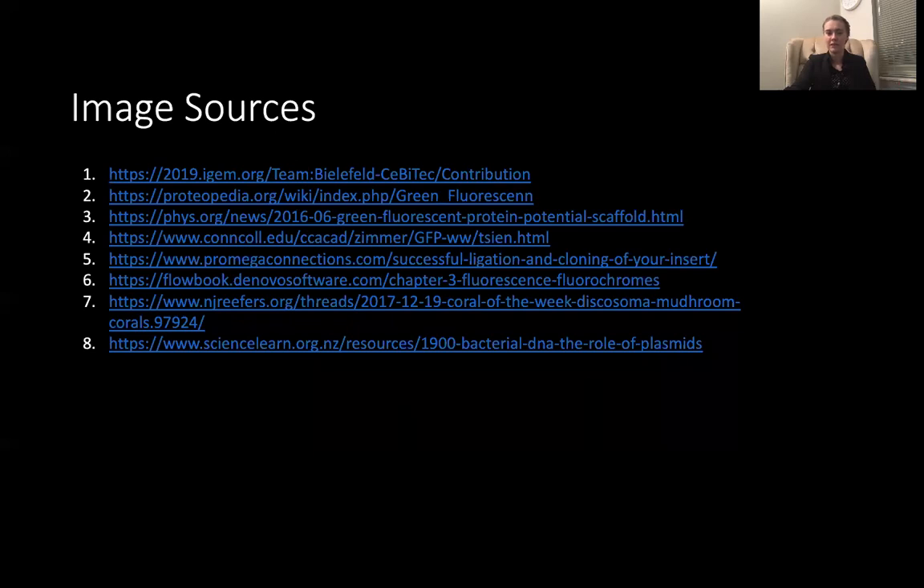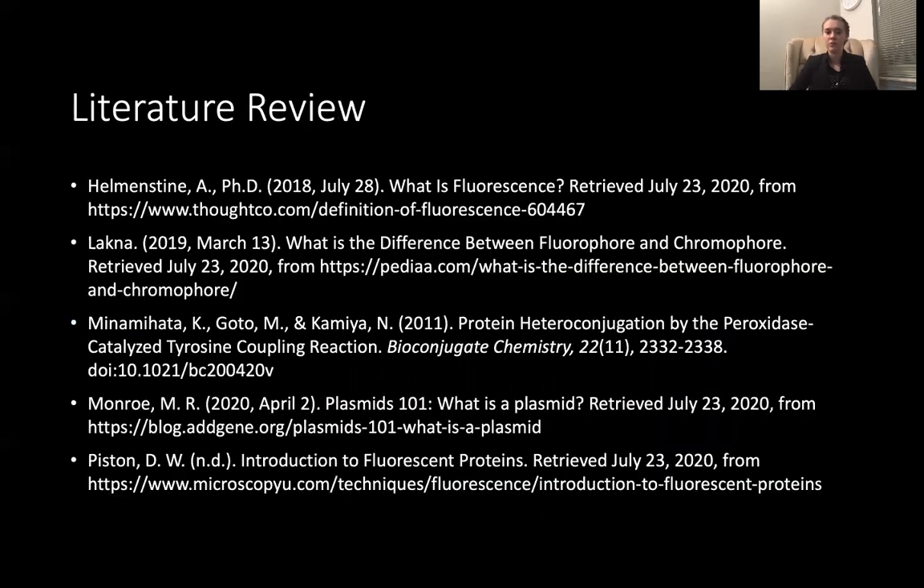So here are my resources, and if you would like to read further about any of the work that I talked about here, this is a list of my literature review. The previous study conducted is the 3rd bullet point. The protein heteroconjugation article discusses the work with 2 proteins being connected by dityrosine.